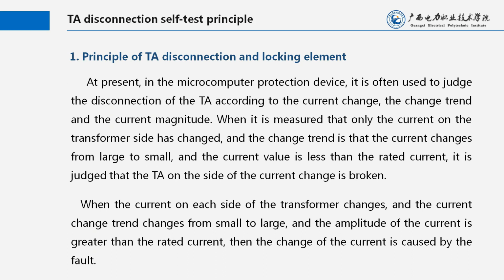At present, in the microcomputer protection device, the disconnection of the TA is often judged according to the current change, the change trend and the current magnitude. When it is measured that only the current on the transformer side has changed, and the change trend is that the current changes from large to small, and the current value is less than the rated current, it is judged that the TA on the side of the current change is broken. When the current on each side of the transformer changes, and the current change trend changes from small to large, and the amplitude of the current is greater than the rated current, then the change of the current is caused by the fault.